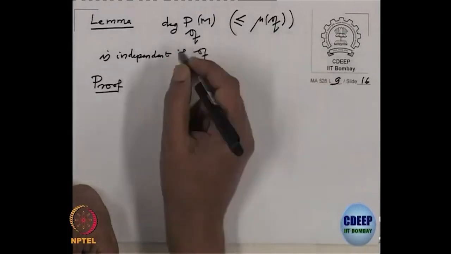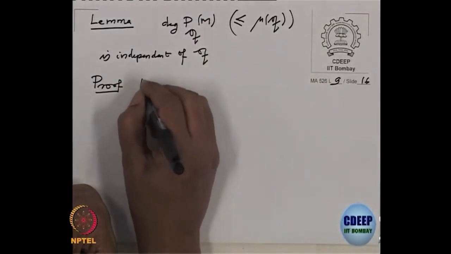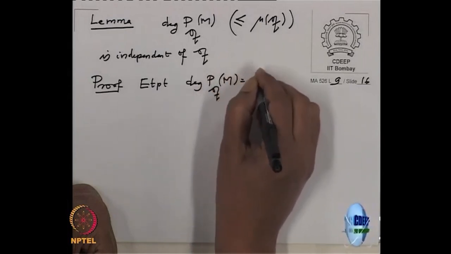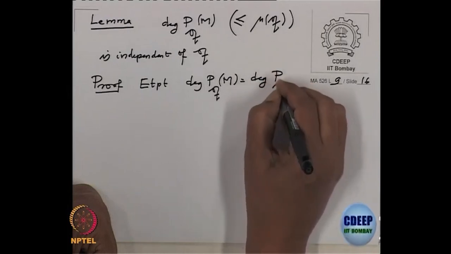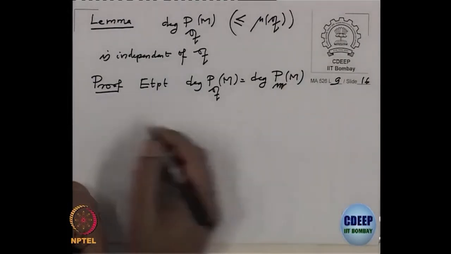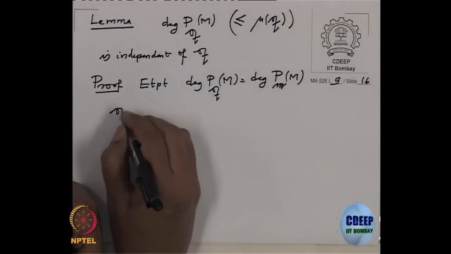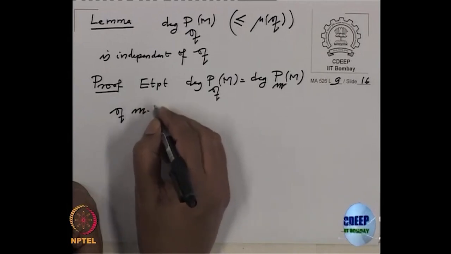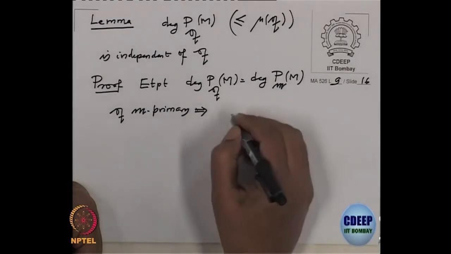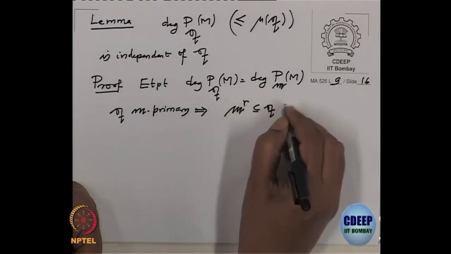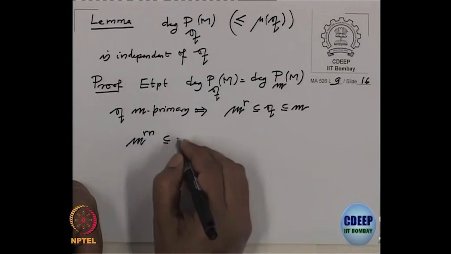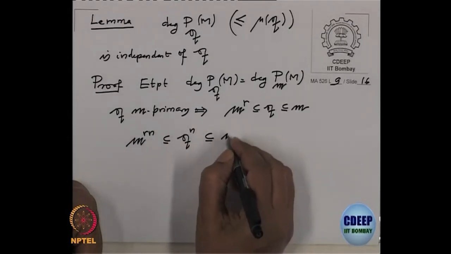Okay, so to check that this degree is independent of Q, it is enough to prove that this degree is the same as the degree of the polynomial corresponding to the maximal ideal. So, it does not depend on the ideal Q. Take Q m primary, and m is the maximal ideal in a Noetherian ring. That will imply that some power of the maximal ideal is contained in Q. So, when I raise the powers, m power r n is contained in Q power n, which is contained in m power n for all n.